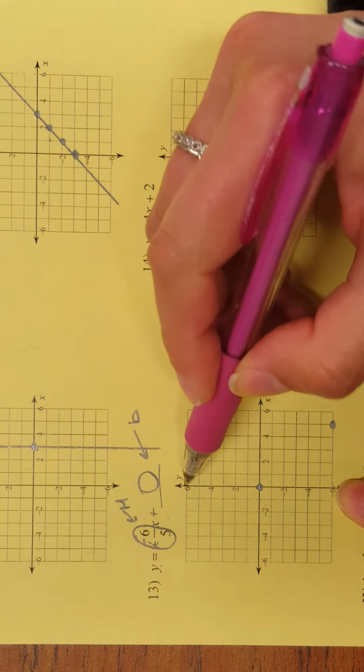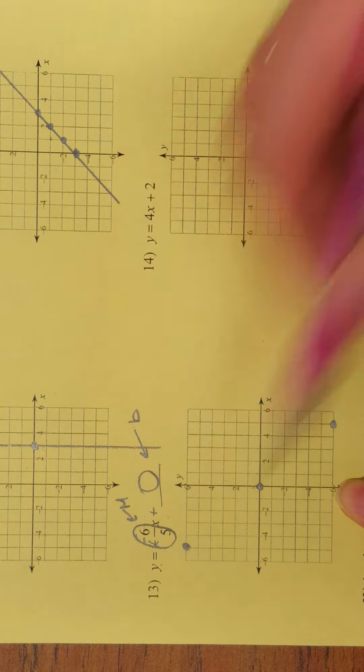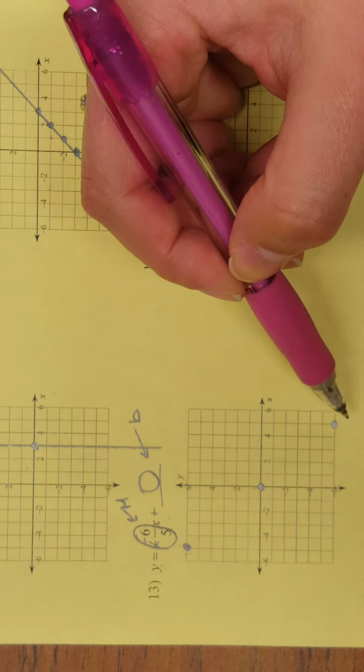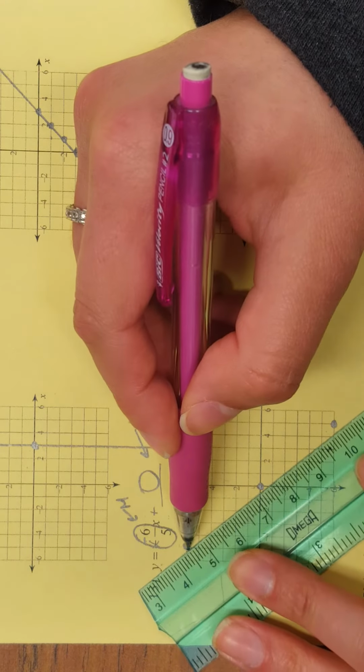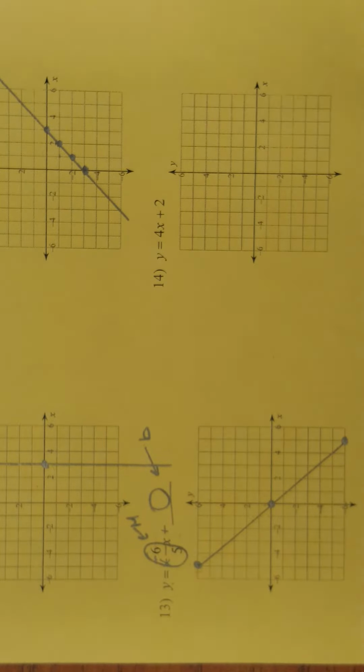So that's up 6 and right 5. Sorry, up 6 and left 5. These points should be decreasing from left to right because it's a negative slope, and it is. So I can use my ruler, connect the 3 points. It should be a straight line.